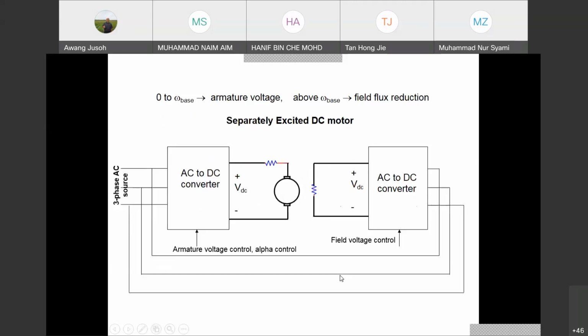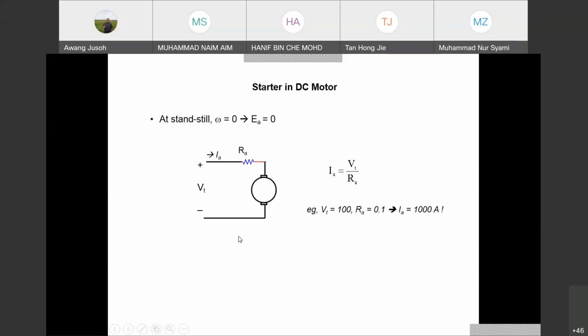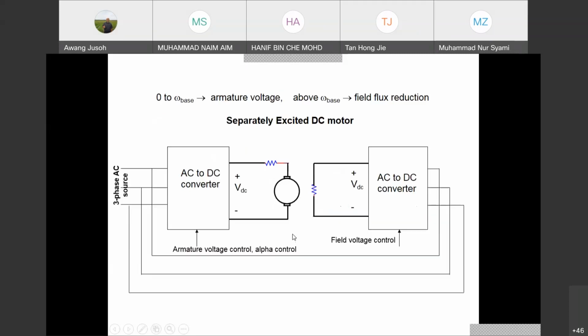Simple, right? Any questions? The starter we will cover in the next lecture. We just go up to this point.